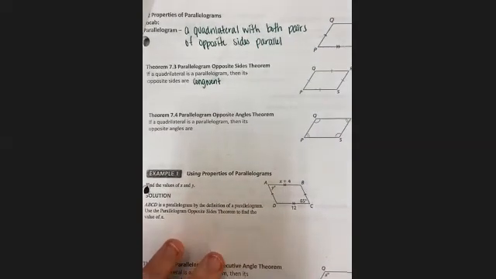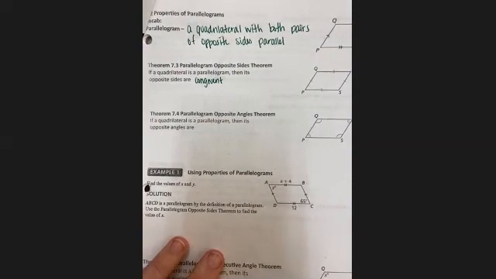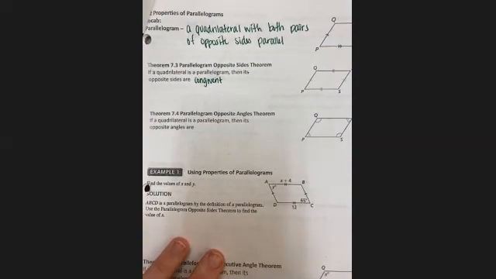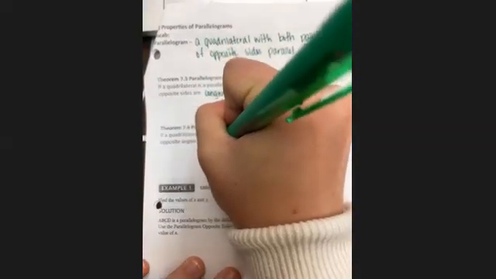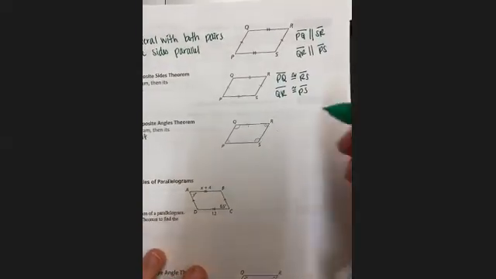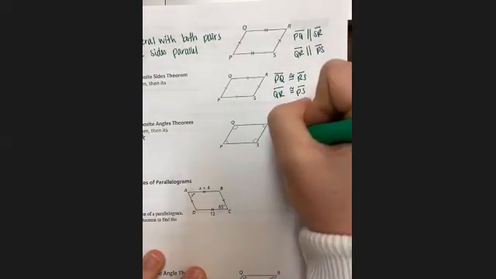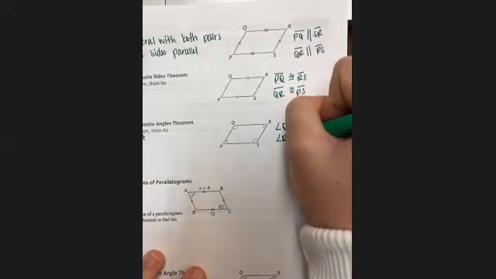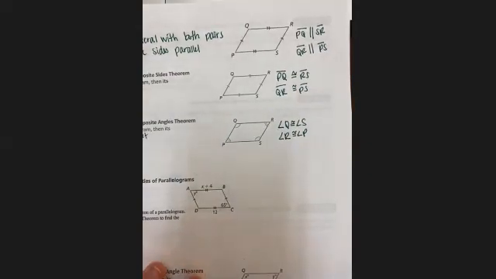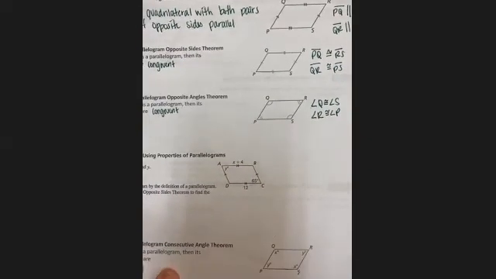Okay, so now we're going to come down here to 7.4. Theorem 7.4, the parallelogram opposite angles theorem, says that if a quadrilateral is a parallelogram, then its opposite angles are congruent. Okay, so you can see here that angle Q is congruent to angle S, and angle R is congruent to angle P.